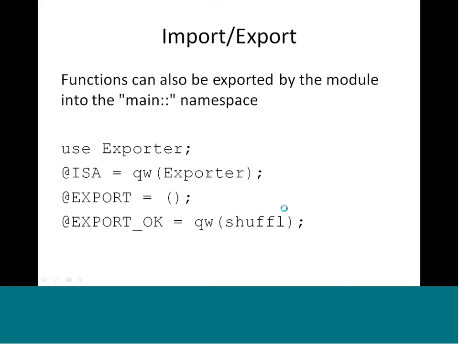So we can also export functions by the modules into the main namespace. Here we use what is called an Exporter, and we specify using the keyword the Exporter into this array, and then EXPORT is nothing, and this is another variable. These are the two preset variables that we will see what they represent in the next sections.